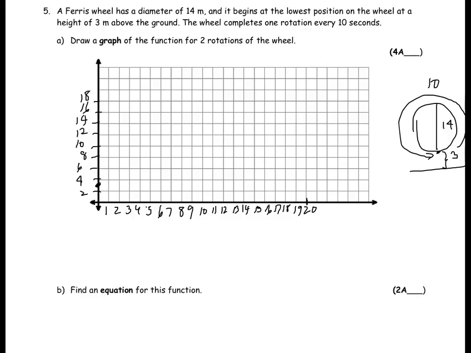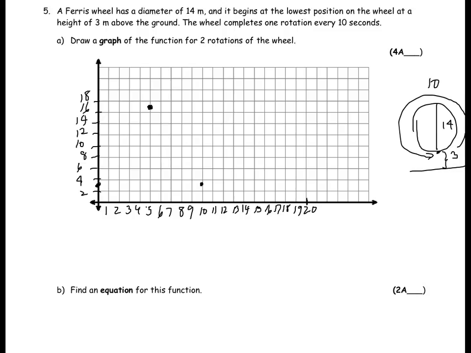Then after half a period, which is 5 seconds, it's going to go 14 plus 3, 17 meters above the ground. So after 5 seconds, it's going to be 17 meters above the ground, which is going to be somewhere around here. Now another 5 seconds is going to reach back to 3 meters again. So at 10 it's going to be at 3 meters.